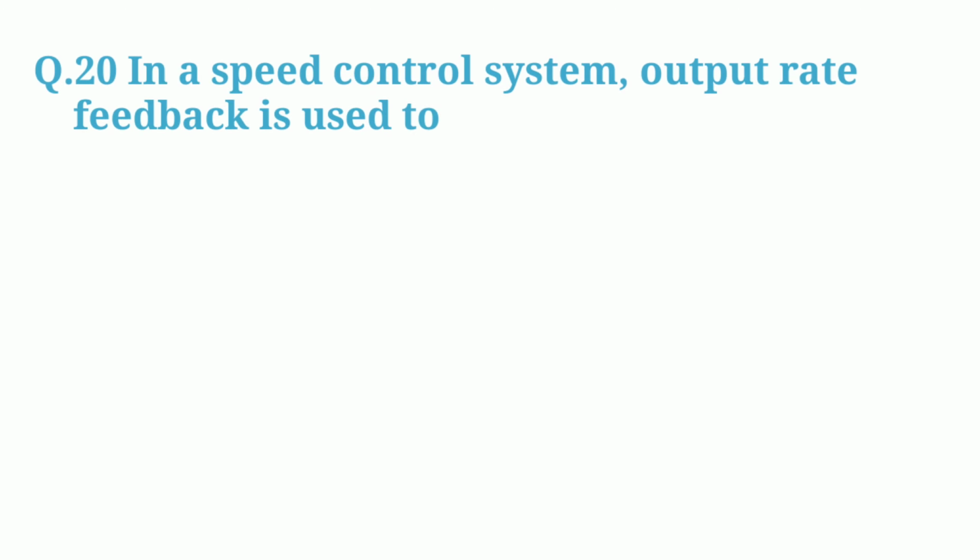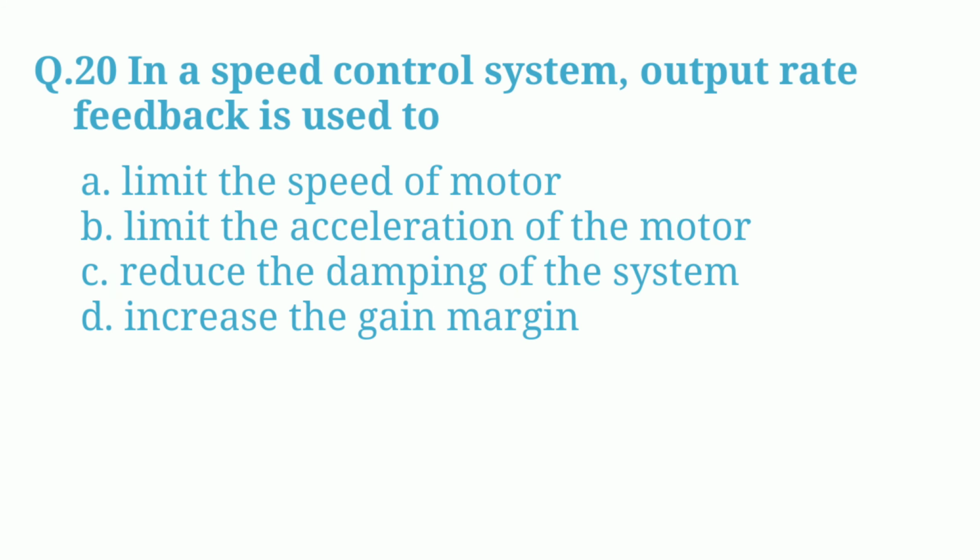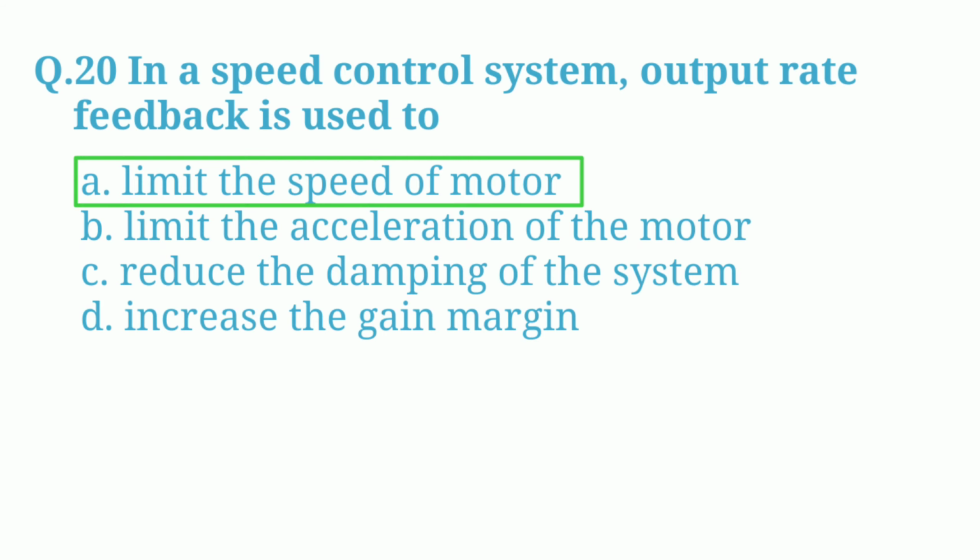Question 20. In a speed control system, output rate feedback is used to A. Limit the speed of the motor, B. Limit the acceleration of the motor, C. Reduce the damping of the system, D. Increase the gain margin. And the correct answer is limit the speed of the motor.